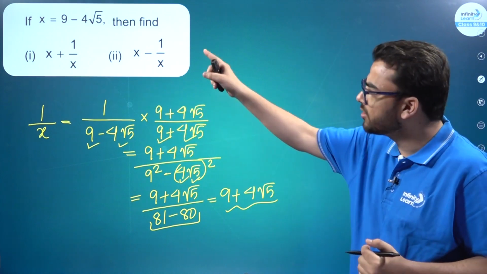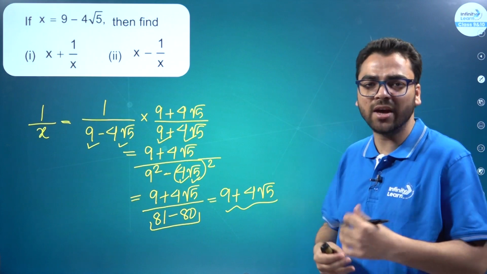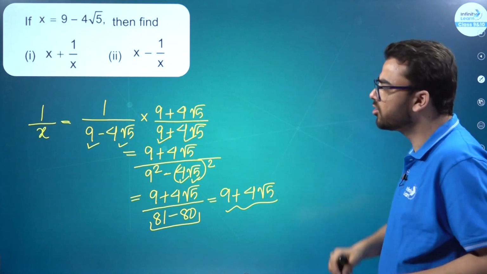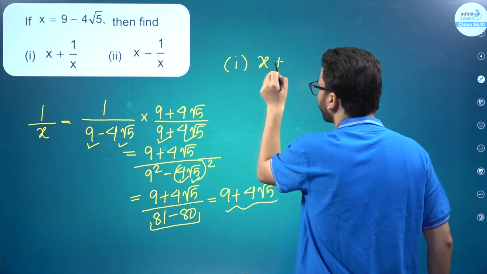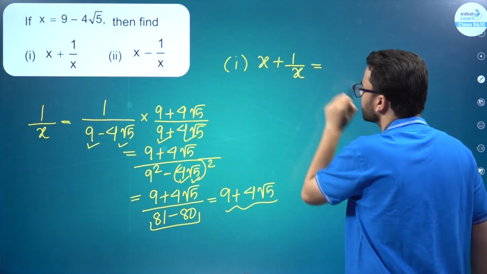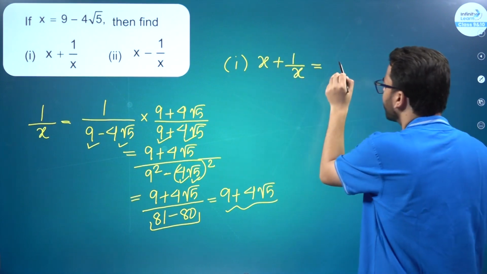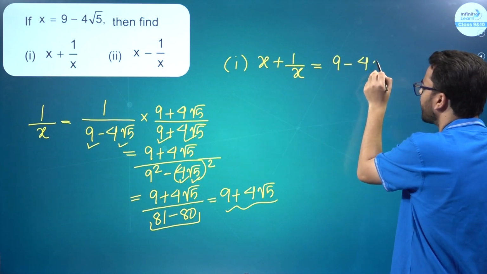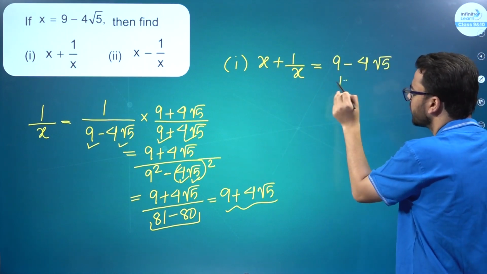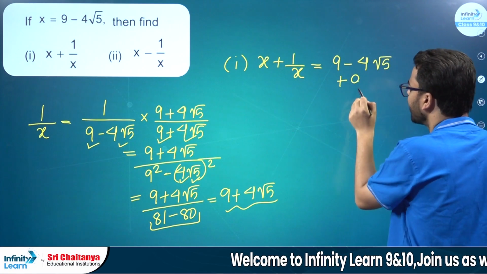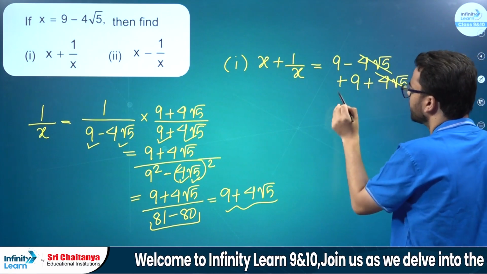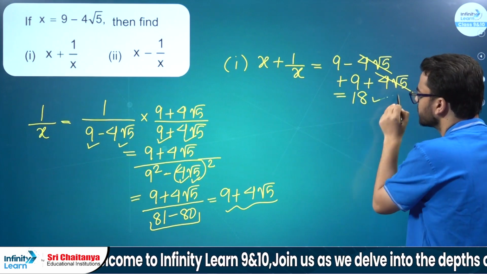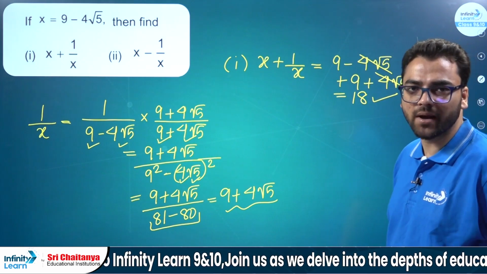So if you know the value of x and you know the value of 1 by x, you can easily put over there so as to get the value of x plus 1 by x. So what is the value of x plus 1 by x? So x was already given in the question, that was 9 minus 4 root 5. And 1 by x we already have got, that is 9 plus 4 root 5. So you see this will be cancelled out, that is equal to 18. So x plus 1 by x is equal to 18.